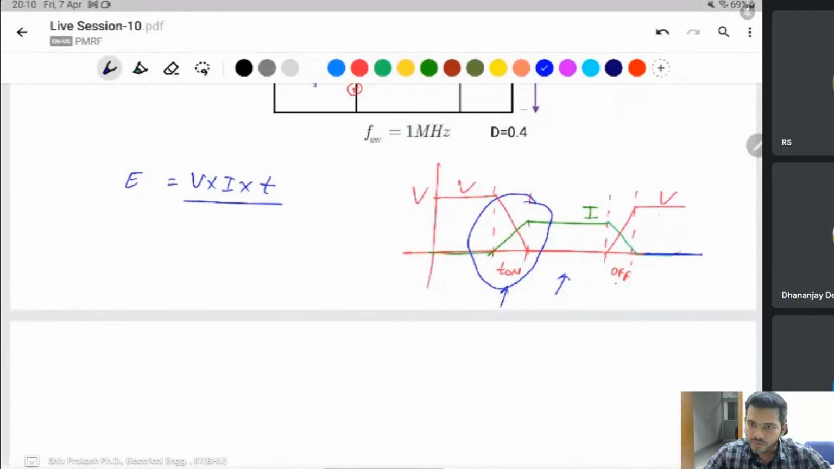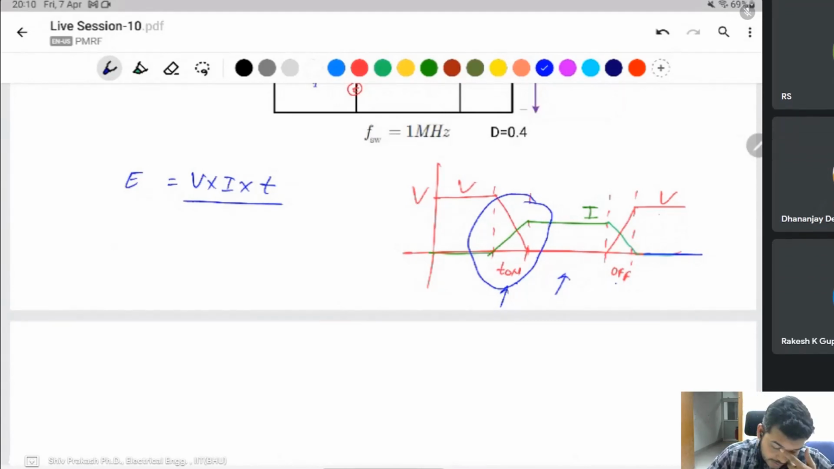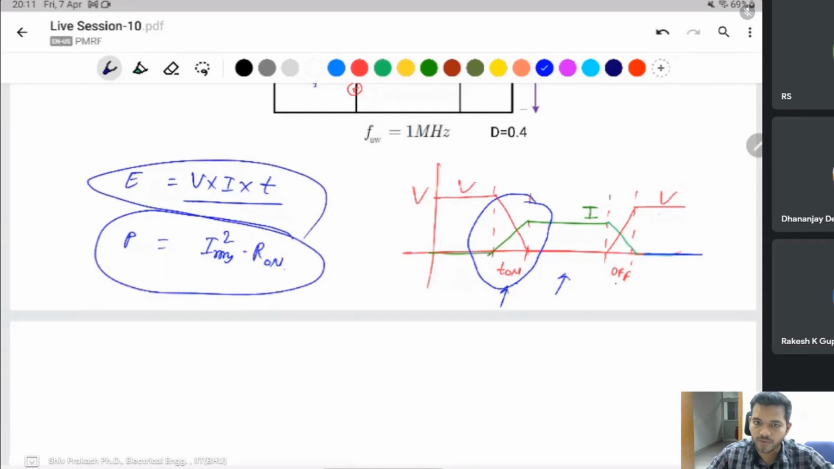Then there are some losses in the power loss of the on time and conduction time. You know the I square R loss: I RMS squared into R on. There are two types of losses in a MOSFET. So divided by the time period, this is the power.